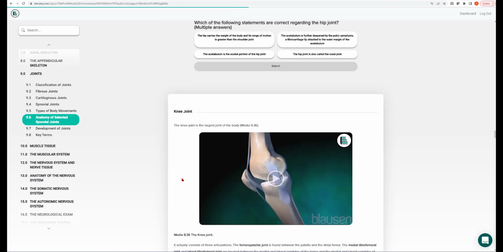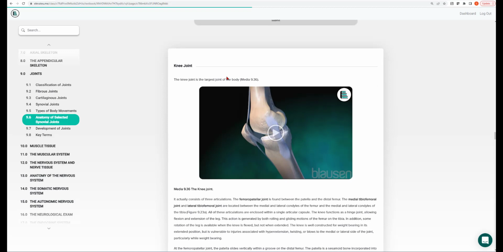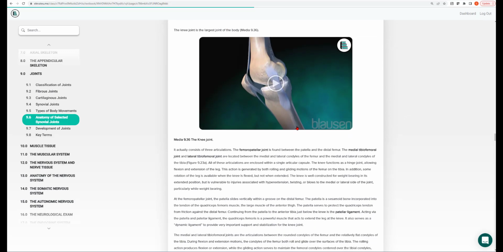Moving on to the knee joint. This is the largest joint in the body. And it is actually 3 articulations. It is where the patella comes in contact with the femur, and it's also where the tibia comes in contact with the femur, both on the medial and lateral sides. Okay. There are rounded knobs on the femur called the condyles, medial and lateral condyles. You'll see those.